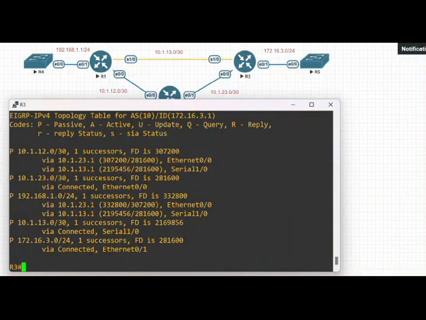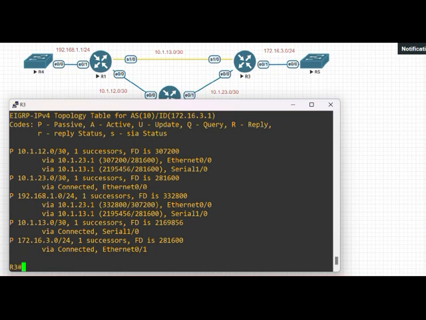The reason this is a feasible successor is because the reported distance of this path is less than the feasible distance of the successor, so it satisfies the feasibility condition. Now, by default it is going to do equal cost load balancing. So when we have two paths that are not of the same metric, it's only going to take the best one, or the one with the lower cost. All right.